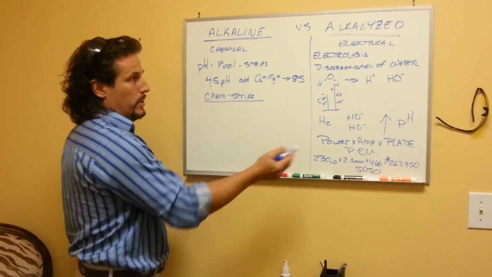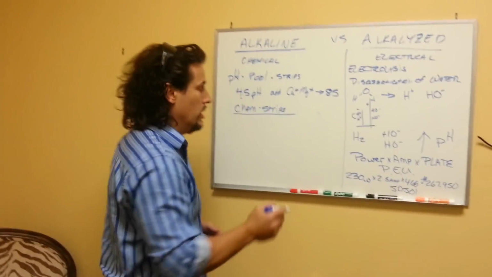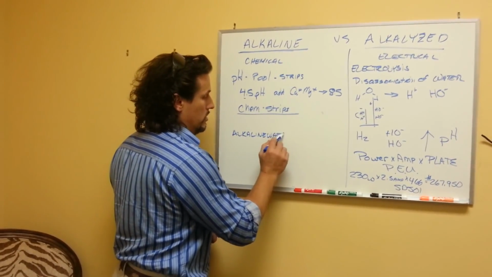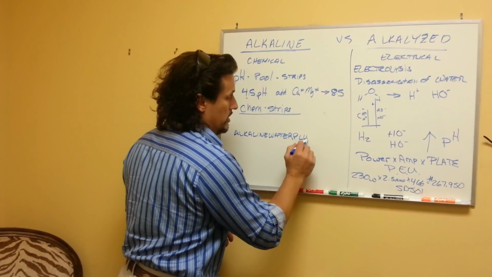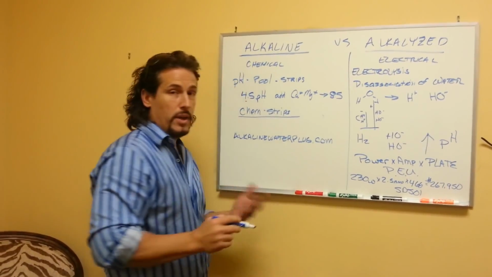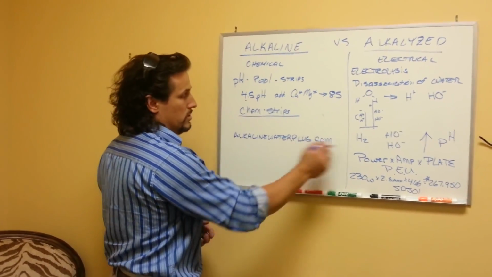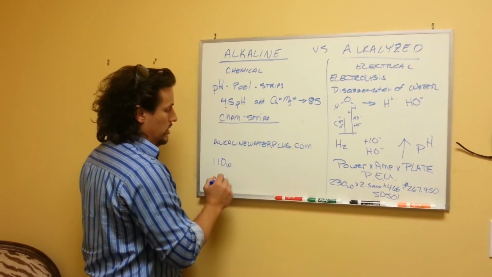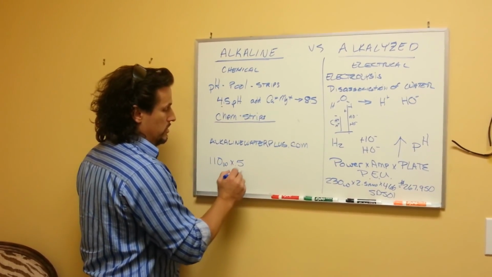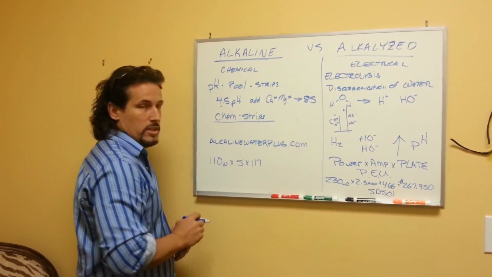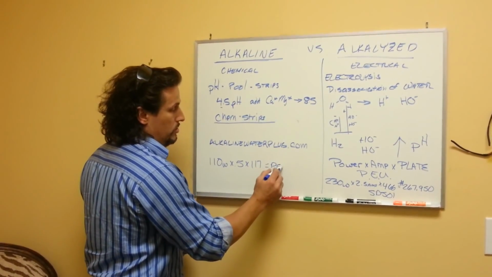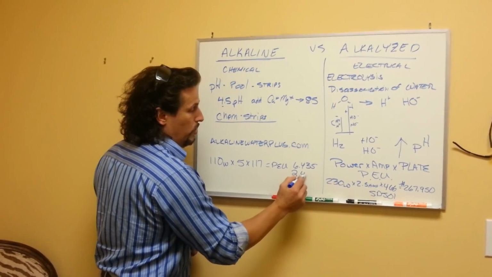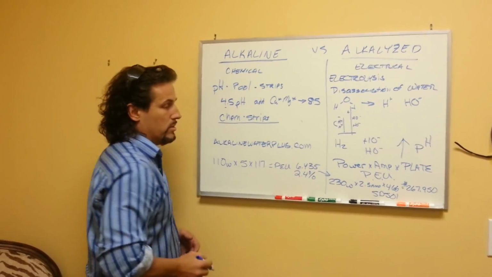I recommend, if you want to compare these other units and what they're trying to do, Alkaline Water Plus has a great website. It's actually a competitor's website, and it proves the power output. Most of the units there have 110 watts times a half amp, and the standard plate size is 117 square inches, which gives you a PEU of 6,435, or approximately 2.4% of this power.